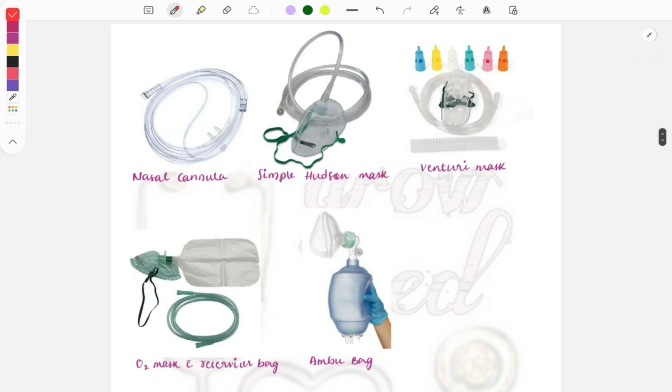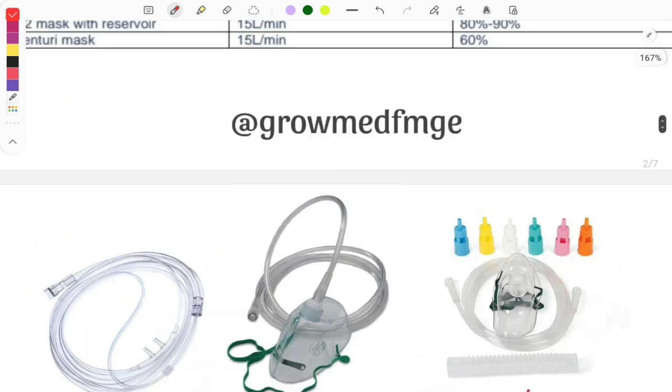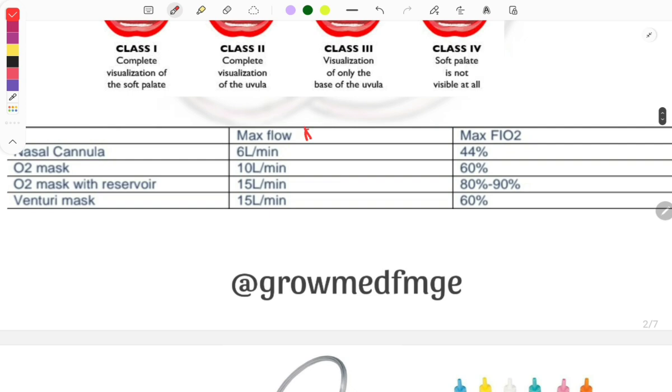So these are the various oxygen supplying devices. And the first image is the nasal cannula. So these are the questions. See, these questions are asked: what is the FiO2 and what is the maximum flow? So you need to mug up this whole chart.